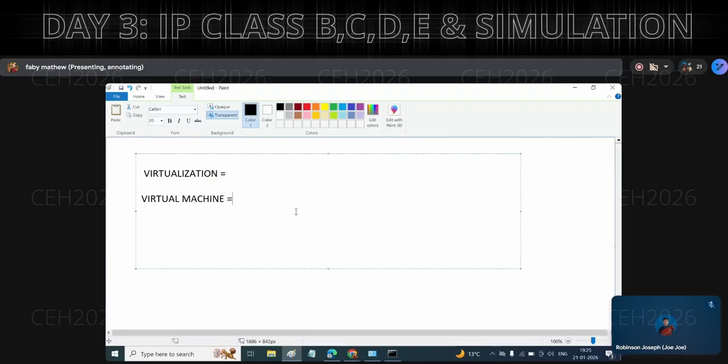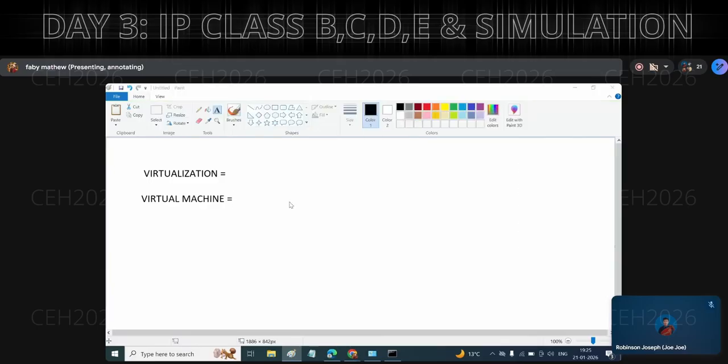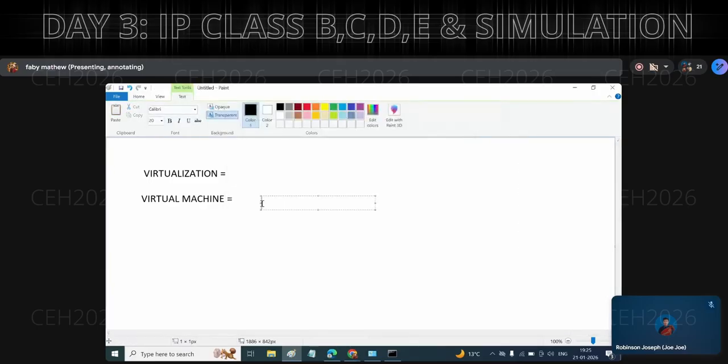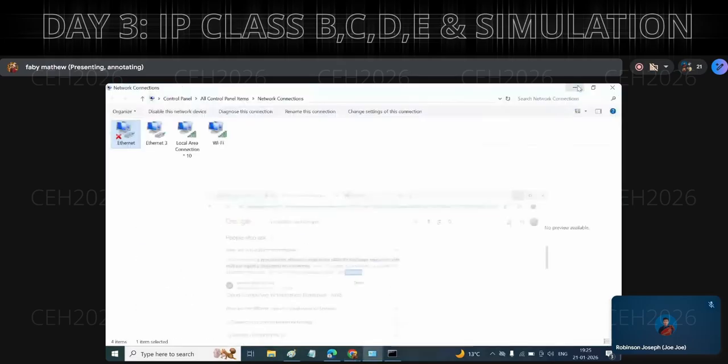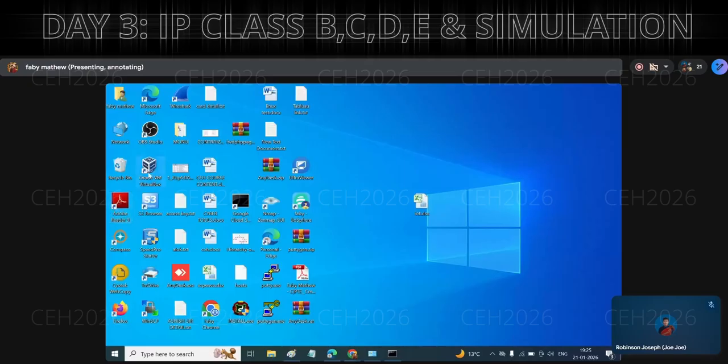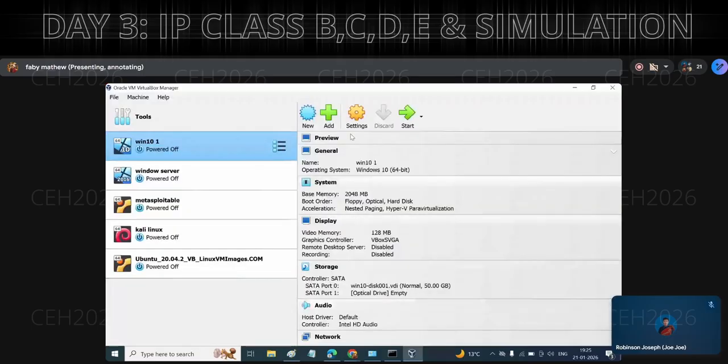Now the second question is, what is a virtual machine? Because we are going to create the virtual machine by using the virtualization technology. So I am going to use Oracle VirtualBox to create the virtual machines. By using the virtualization technology, I am using VirtualBox to create the virtual machine. So what exactly is the virtual machine?